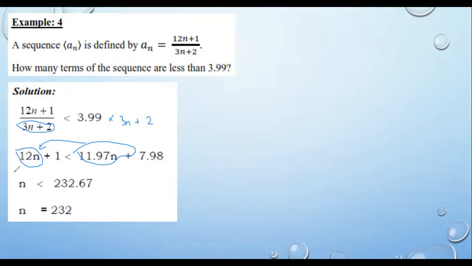And then you divide by the coefficient of n. 12n minus 11.97n gives you 0.03n. So divide by 0.03 on both sides, and you'll get 232.67. And then you round it off to the whole number, not to the next whole number, but to the previous whole number, and you get 232. So n is 232. This is how many terms of the sequence are less than 3.99? 232 terms of the sequence are less than 3.99. Okay, I hope you have understood.